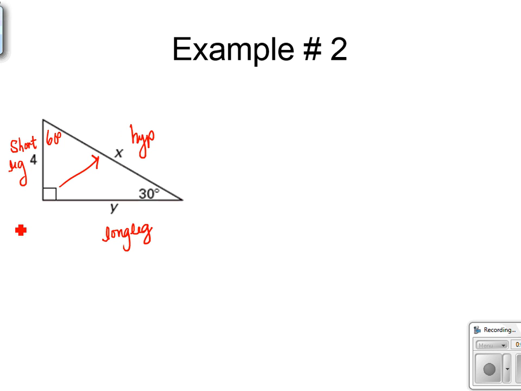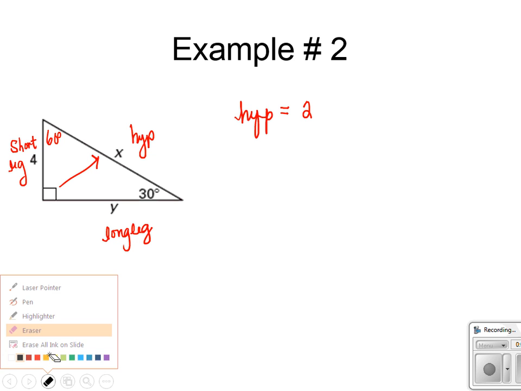Okay? So I've identified my short leg, my long leg, and my hypotenuse. And now I want to find the hypotenuse and long leg. So I'm going to go ahead and start with my hypotenuse. Remember, the hypotenuse shortcut is the hypotenuse is 2 times the short leg. My apologies, I need to erase that. So the hypotenuse is 2 times the short leg.